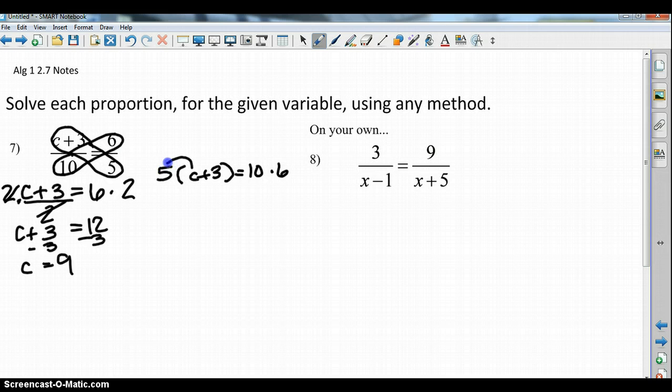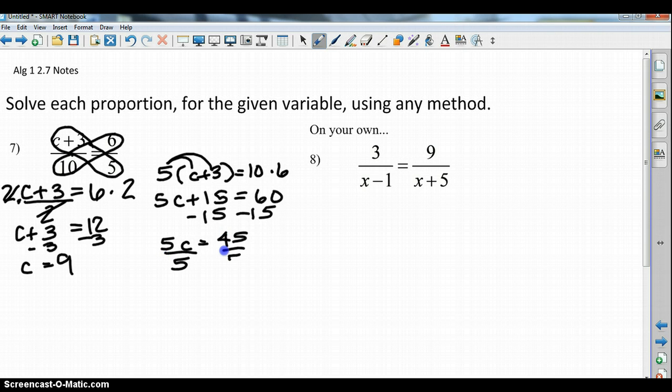So when we distribute, we get 5c plus 15 is equal to 60. Minus 15, minus 15. 5c is equal to 45. Divide by 5. Divide by 5. C is equal to 9. If you see, we got c is equal to 9 on both of them, so either way you choose, you will get the same answer.